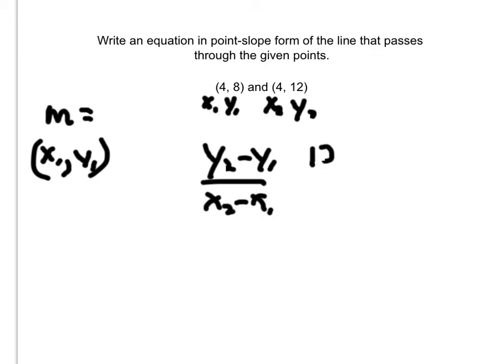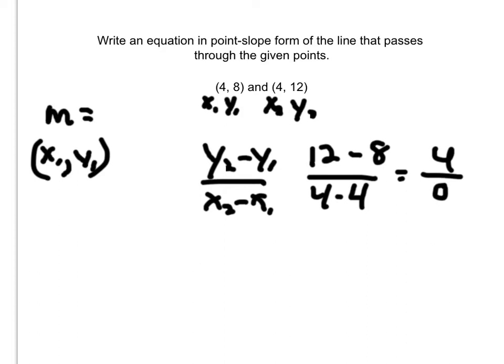And y2 is 12 minus y1 is 8. And my x's are both 4. So I've got 12 minus 8 is 4, and 4 minus 4 is 0. So I've got an undefined slope here. Okay? Well, let's go ahead and just use this here. So my m is 4 over 0, which is undefined.